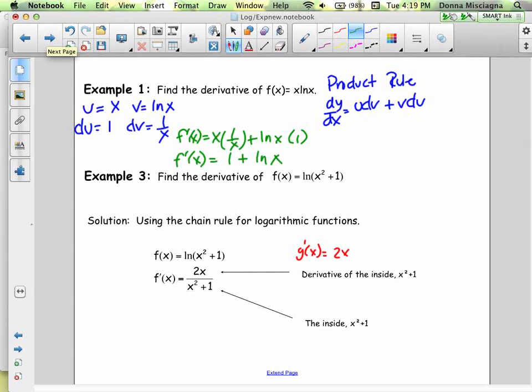We want to find the derivative of f of x equals natural log of x squared plus 1. This would be a chain rule. Right? So our inside function here, g of x, is x squared plus 1. Its derivative is 2x. So then the derivative of natural log of x squared plus 1 is just going to be 2x over x squared plus 1. Easy cheesy lemon squeezy, huh?